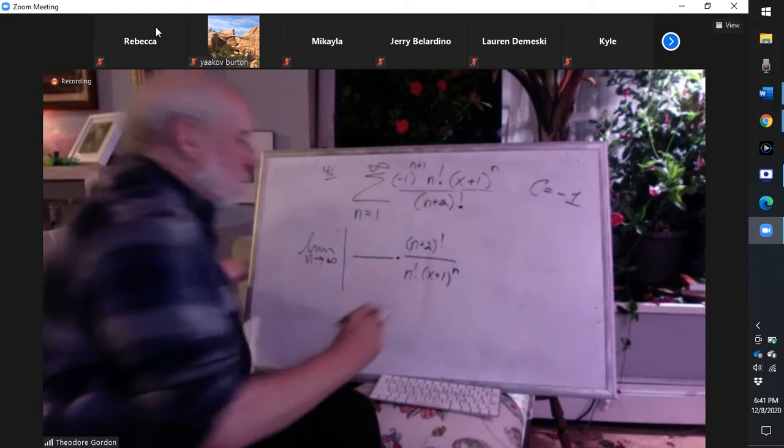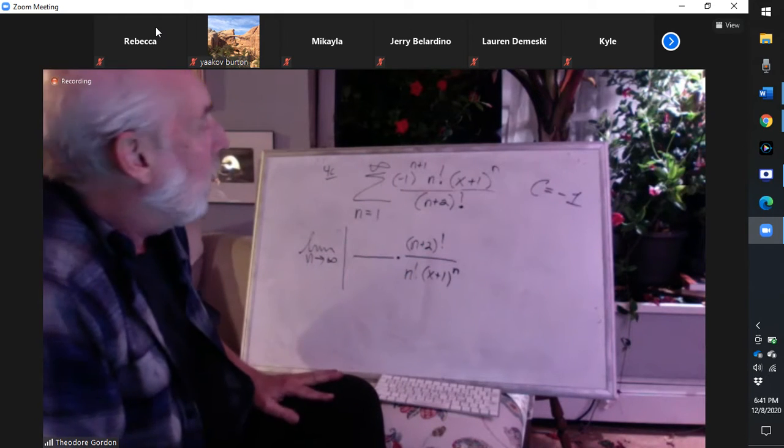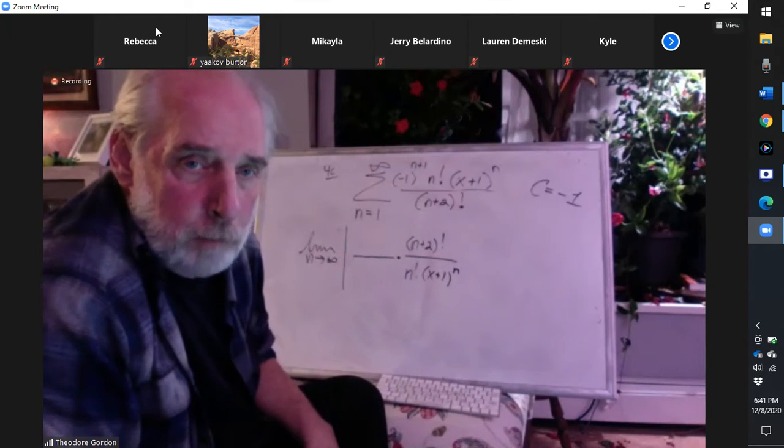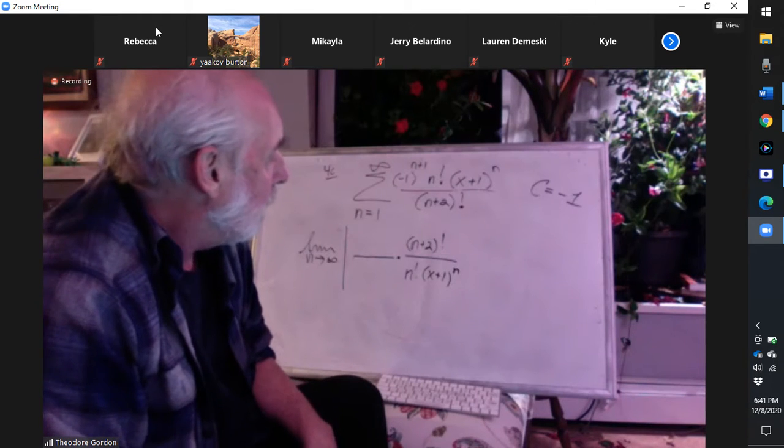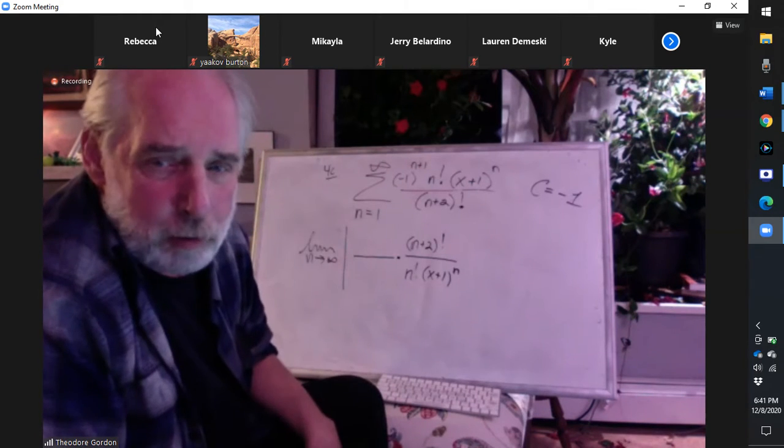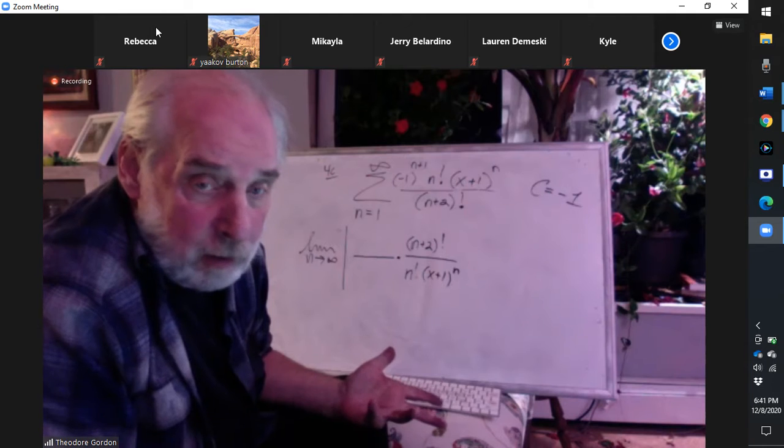Can the factorials be simplified beforehand? Yep, you can do that. Oh, absolutely, you can do that. I just tend to do it this way. So you can do whatever you want that's legal.